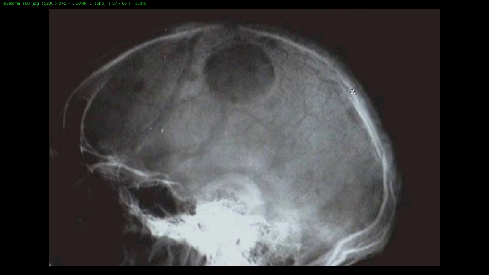We see these what are called punched out lesions with very sharp borders, as opposed to cases of lytic metastasis where the borders of the lesions are much less well defined. So this is a relatively textbook case of multiple myeloma involving the skull in an upper middle-aged black gentleman.